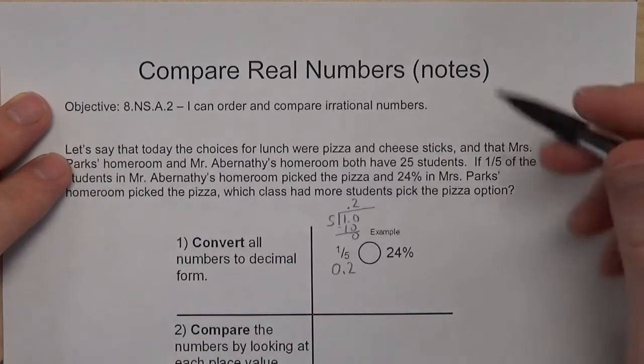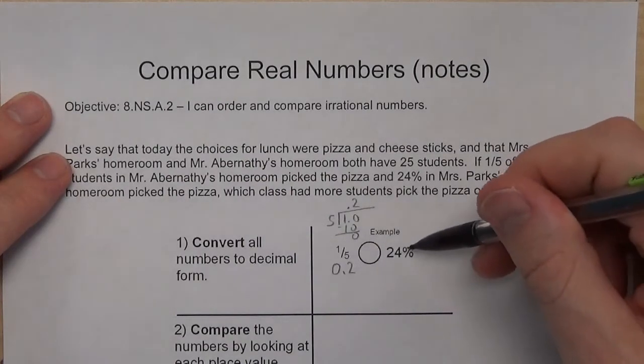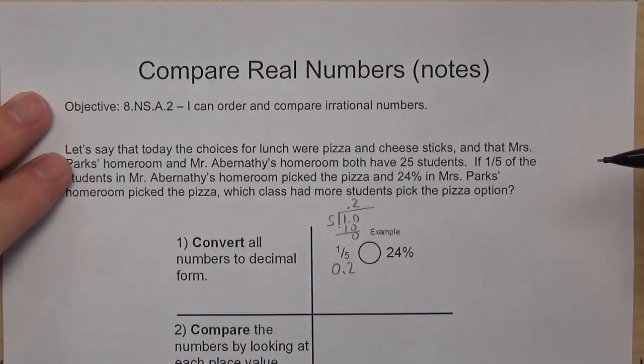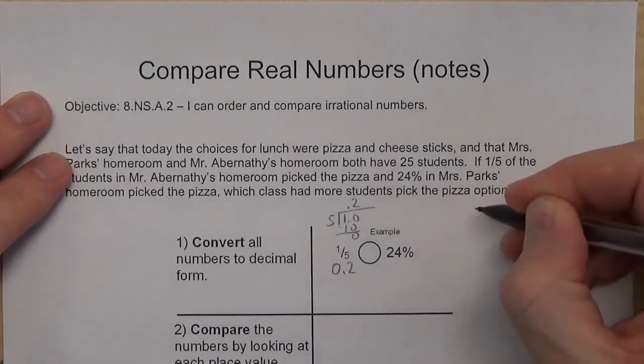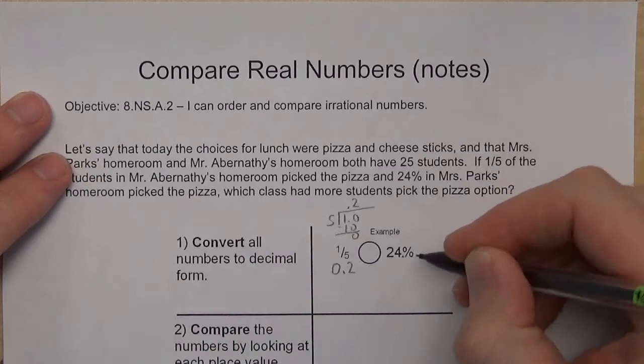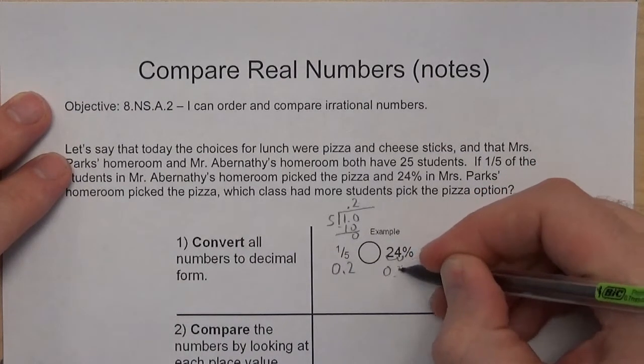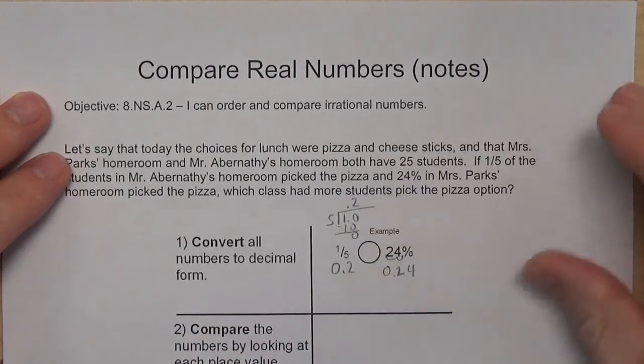Percents are just out of 100. That's what percent means. So when you take 24% to change it to a decimal, you just divide it by 100. And if you divide something by 100, it just moves the decimal over 2 places. So right now, with no decimal written, it's right here. If we're going to change a percent to a decimal, we just move it over 2 places. So this is 0.24 in decimal form.